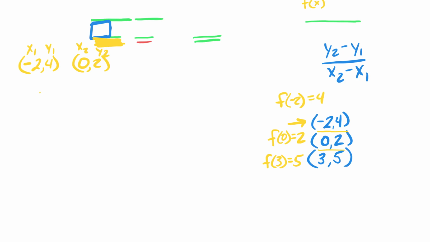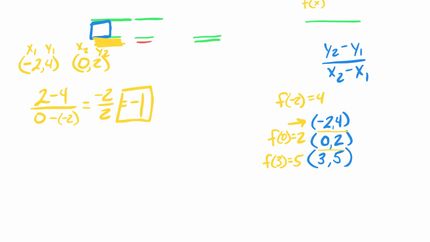The formula says y2, which in this case we're using the number 2, minus y1, which is 4, divided by x2, which is 0, minus x1. Well, this is one we have to pay attention to because it is minus a negative, which of course becomes plus. So our rate of change ends up being -2 in the top, +2 at the bottom. So our rate of change for interval -2 to 0 is -1.